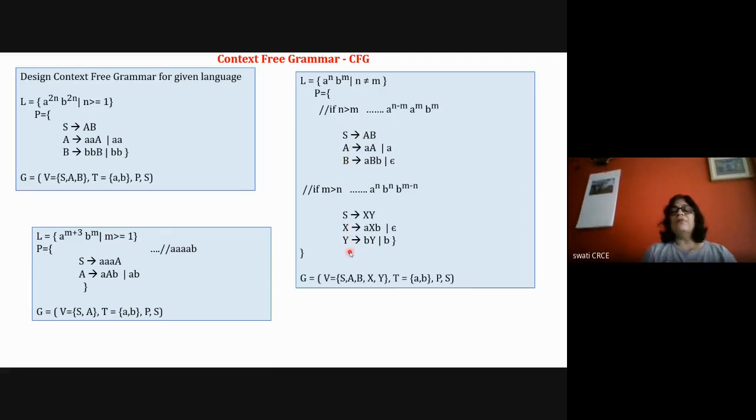Now you can further simplify this. How to simplify this? For a raised to n, b raised to n, we are already using the variable capital B. So instead of X, you can use the capital B variable. So you can write S is equal to B Y. Then you can reduce one variable, and you will have the final answer with 4 variables. But as we are solving this for the first time, I have used another variable, and even in the exam, if you solve with extra variables, that is also fine. But your answer should be correct.